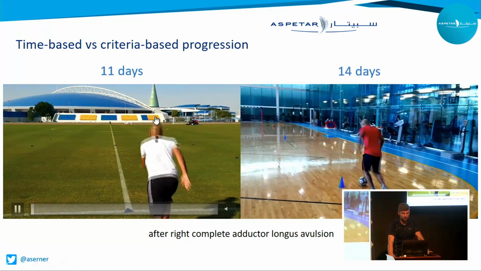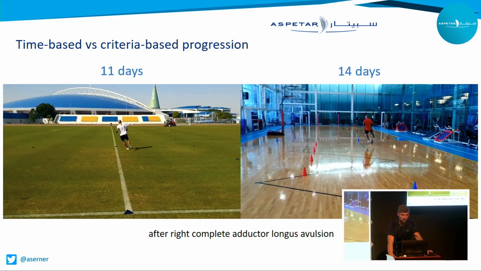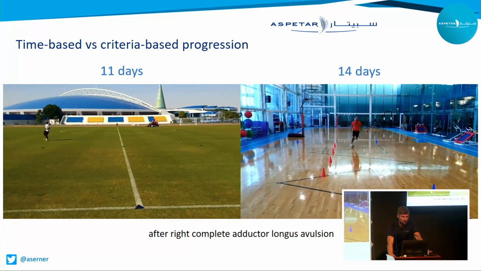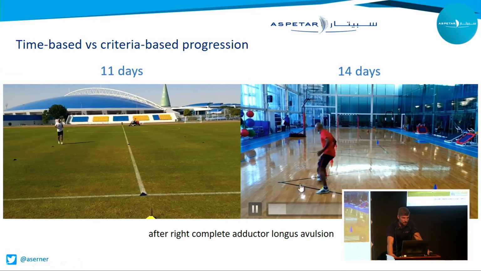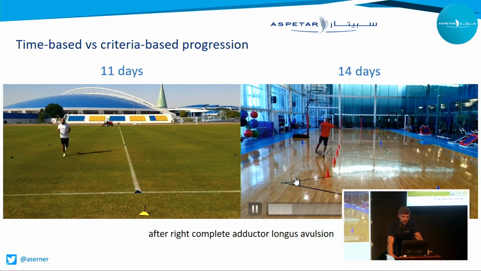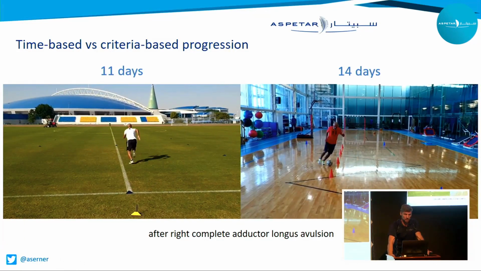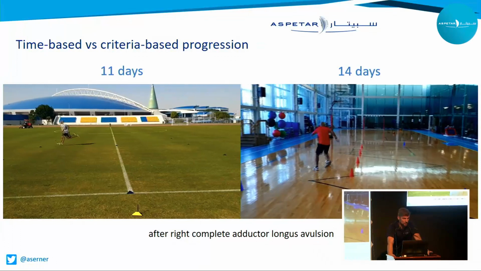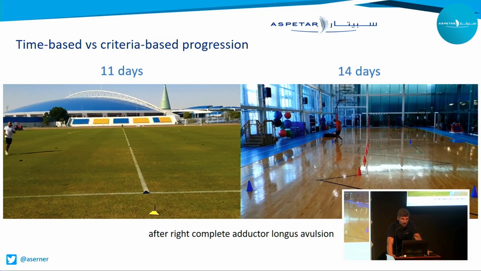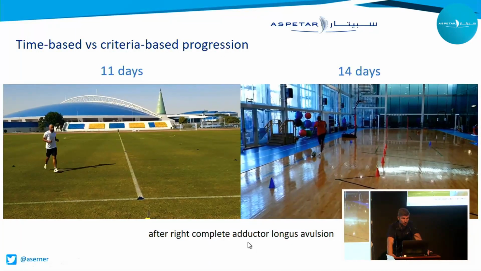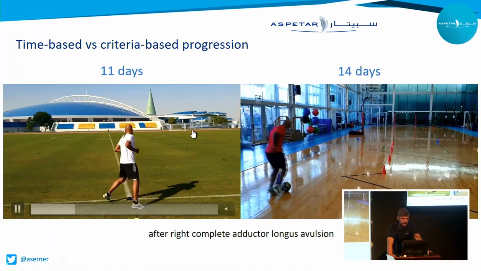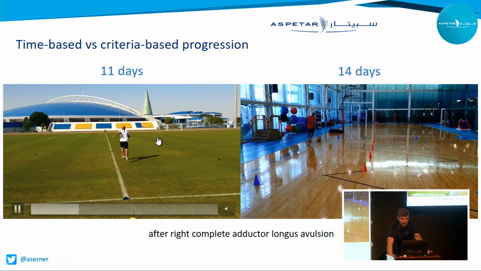I coincidentally have a player right now with an acute adductor longus avulsion who gave me permission to share his images. So these videos are from this week. He had a right complete adductor longus avulsion just 2 weeks ago. And you can see he's already at a very, very high level. So this is 2 weeks after. He's already doing change of direction.